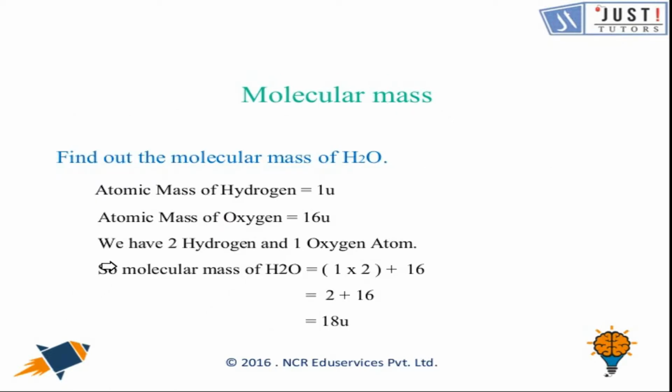Proceeding further, this slide talks more about molecular mass. We have another example, H2O, where the atomic mass of hydrogen is 1 and the atomic mass of oxygen is 16. We have 2 atoms of hydrogen, so that will become 1 times 2 plus 16. 1 times 2 is 2, and adding 16 will make it 18. So the molecular mass of H2O is 18 units.